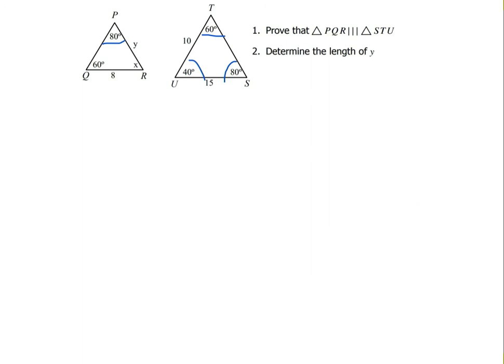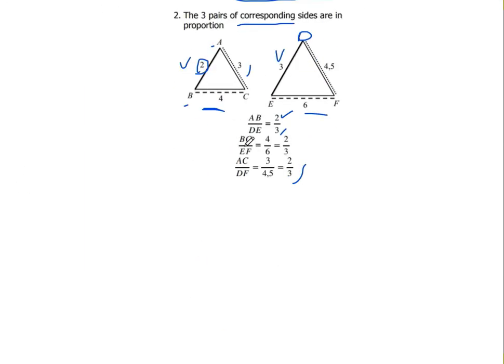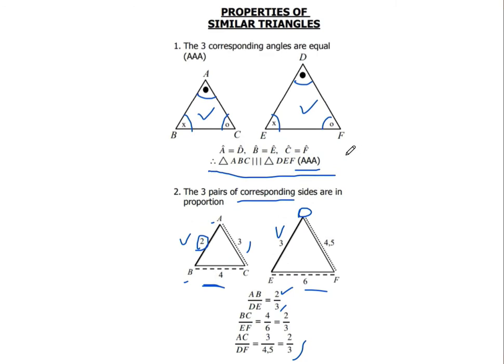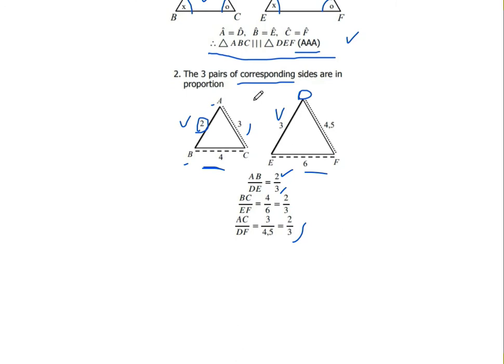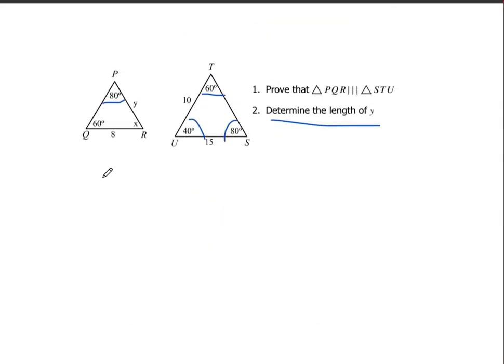Number two says that we need to determine the length of y. How do we get y? This is what we're going to do. We realize that this can only help us with getting the angles. Now we need to use this one for the corresponding sides. We know that the three pairs of the corresponding sides are in proportion. So the first thing we need to do is highlight that these two sides are similar.